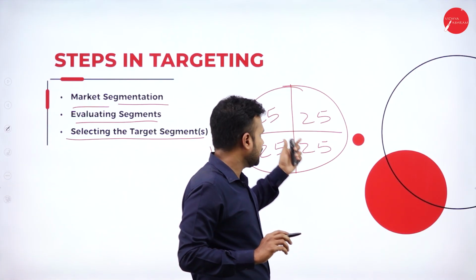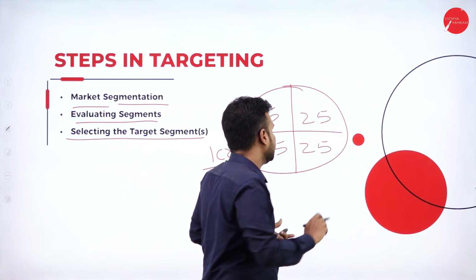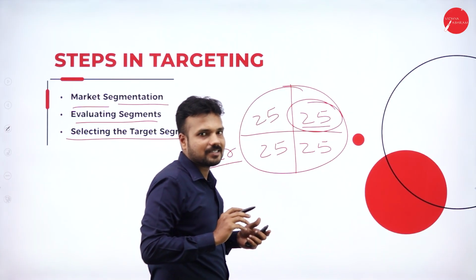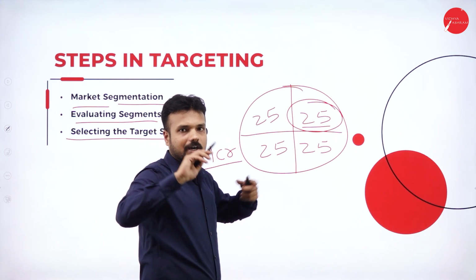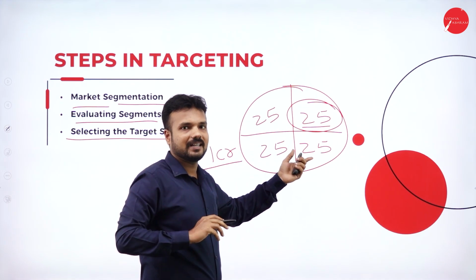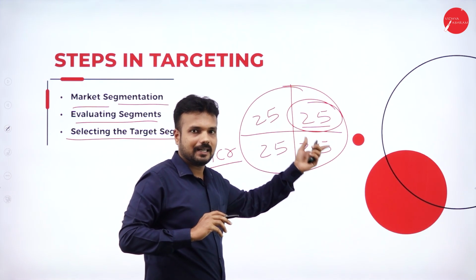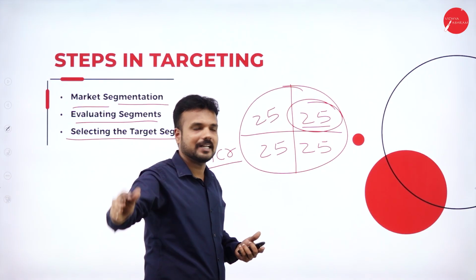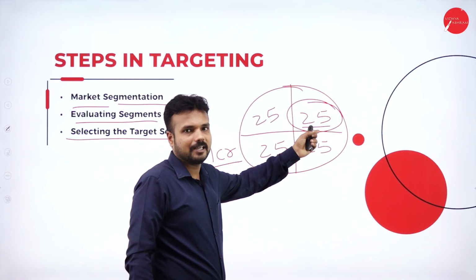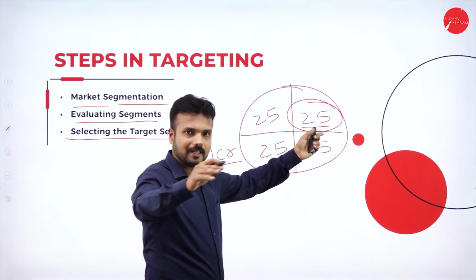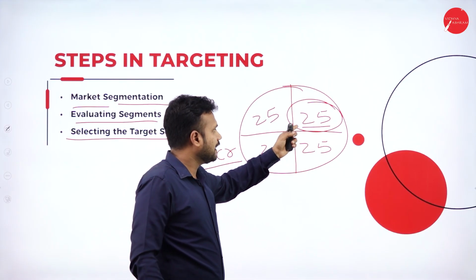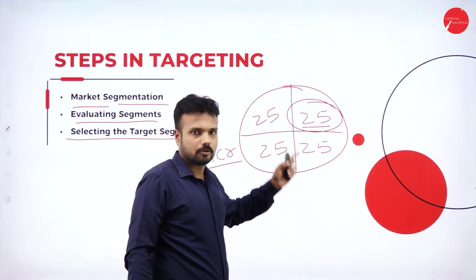After evaluation of the market, I get to know that this group of customers are my loyal customers. I can retain them for a longer period of time if I know their taste and preferences, their needs and wants, and if I satisfy them. Here in this 25 lakhs of population, my loyal customers are present, and also potential customers are present. So these are my customers. I have to target them.